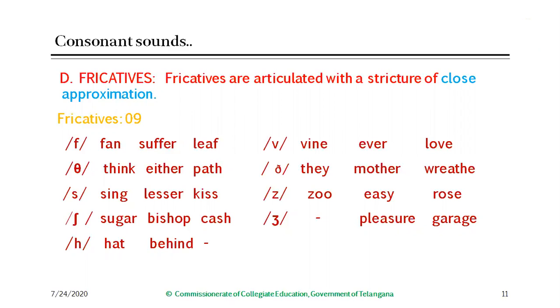Pleasure, garage. These are all fricatives. Fricatives are articulated with a structure of close approximation. They are 9 in number. There are 9 fricative consonants in the English language.